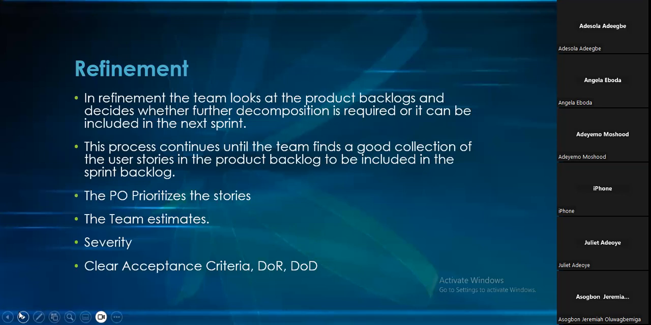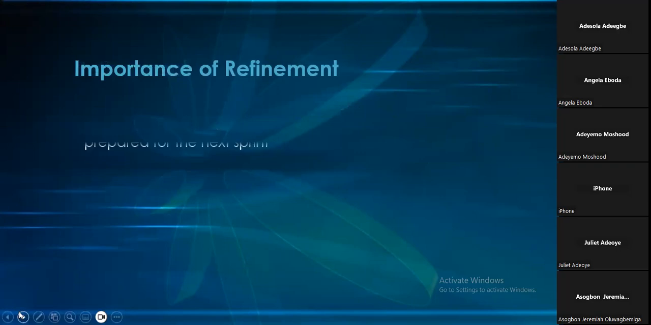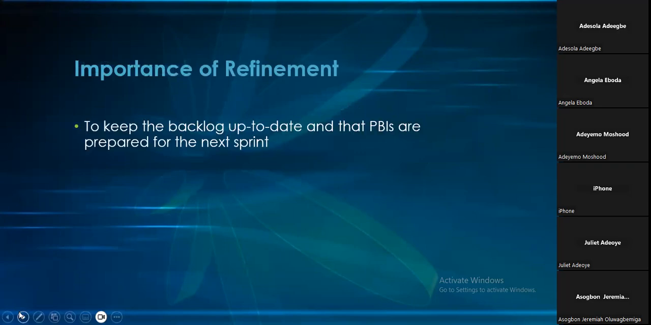When we're taking you through the team chapter, we'll take you through all this. Okay, we're almost done. Importance of refinement: to keep the backlog up to date, and the PBIs are prepared for the next sprint. So it just reduces the waste of time that you're going to be taking them.